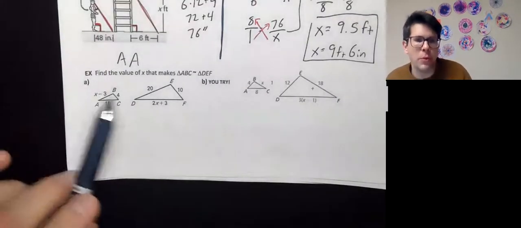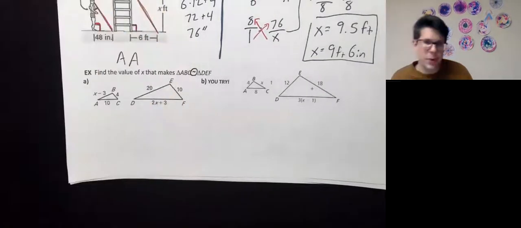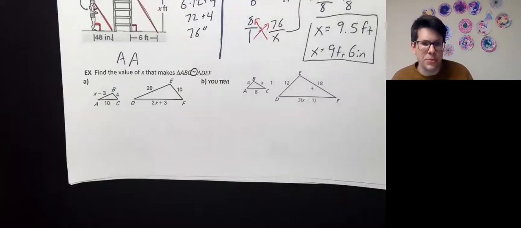Let's do another one. This time what we're going to be doing is solving for a variable, which is going to be x, in a set of triangles that are similar to one another. So we already have similarity built, so we don't have to worry about that. We're just going to see if we can solve for some of those missing variables.